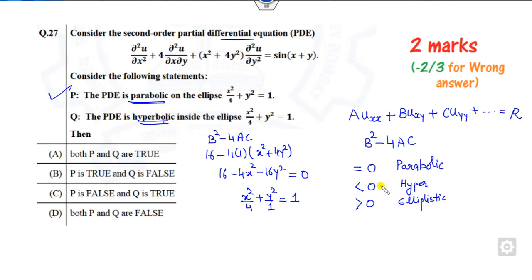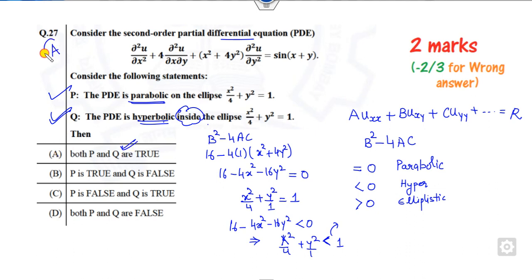When will it be hyperbolic? When it is less than 0. So it means 16 minus 4x square minus 16y square is less than 0. What is the meaning of that? Again, x square by 4 plus y square upon 1 must be greater than 1. So what is the meaning of that? That's the outside. So this means it is hyperbolic in that region. It means this is also correct. So both P and Q are correct options, and the right answer is A.